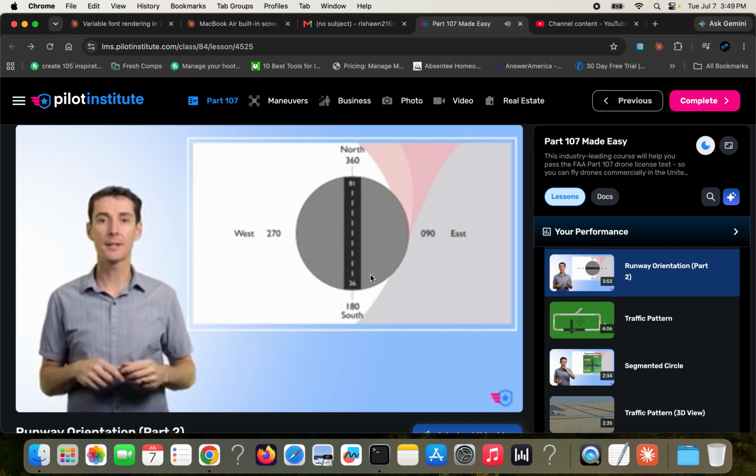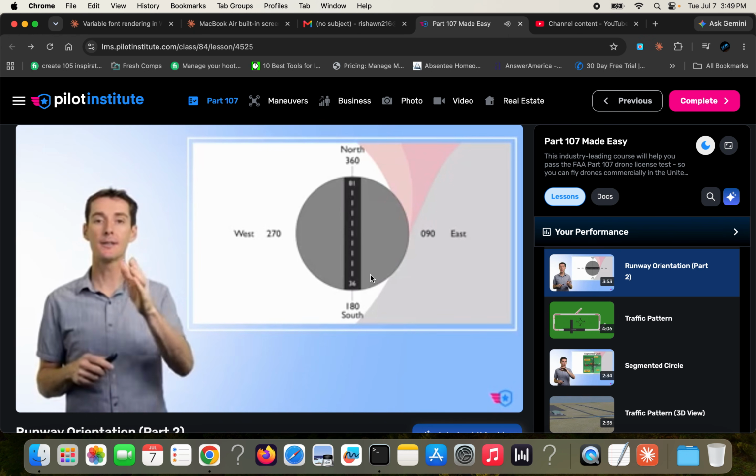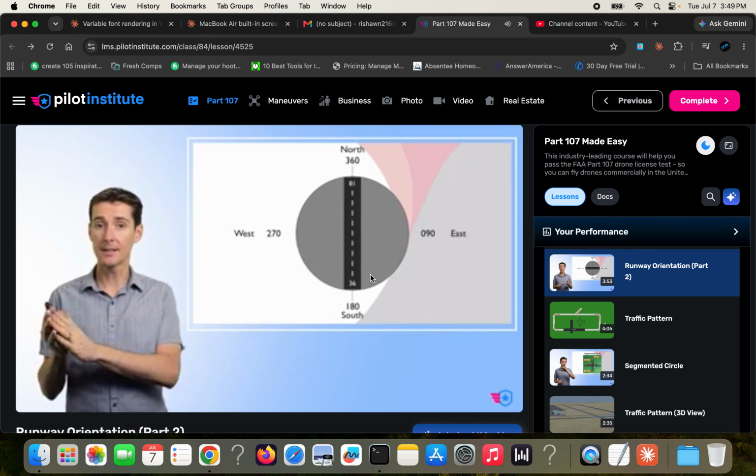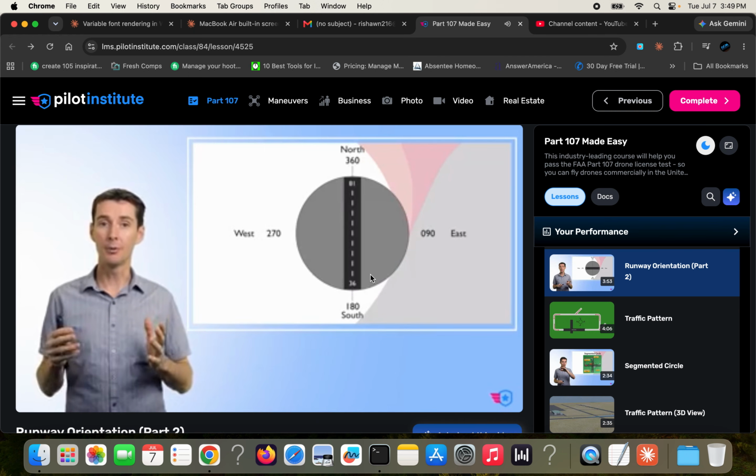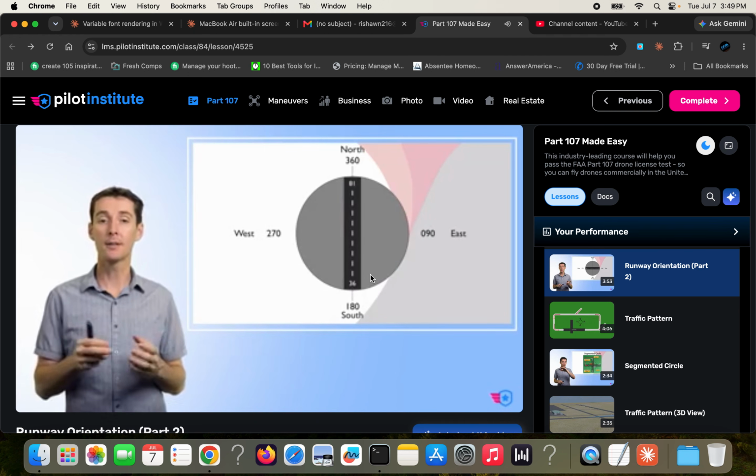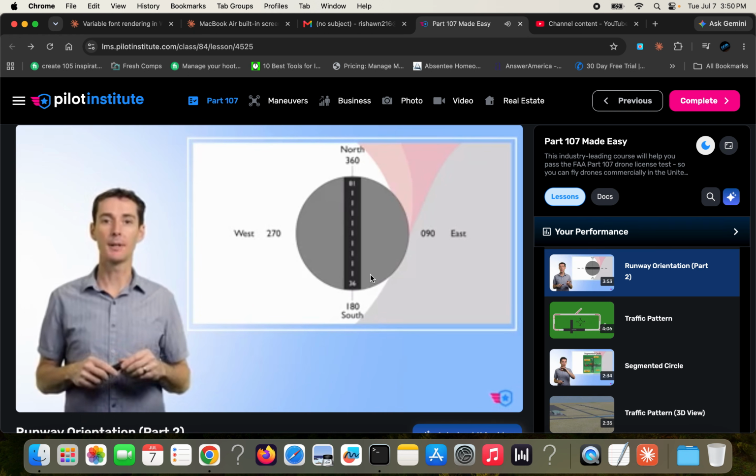If you're sitting on the other side of the runway, on that 18 number, then you're going to be facing south. So that runway orientation is 180 degrees. So we take the last digit, the 0, and then we remove it. And all it is, is runway 18, because it's oriented towards 180.